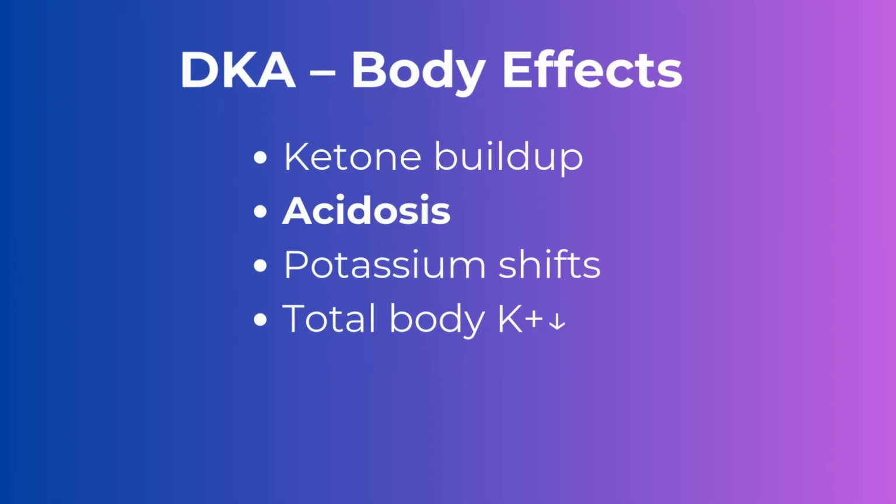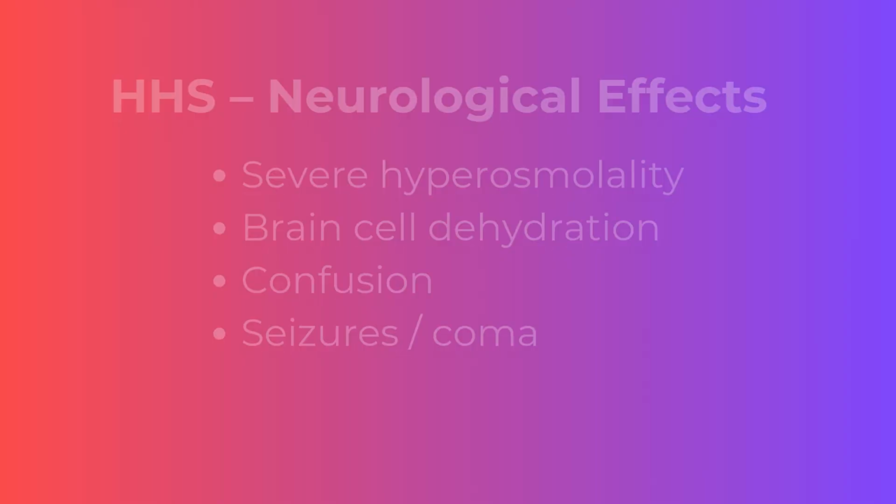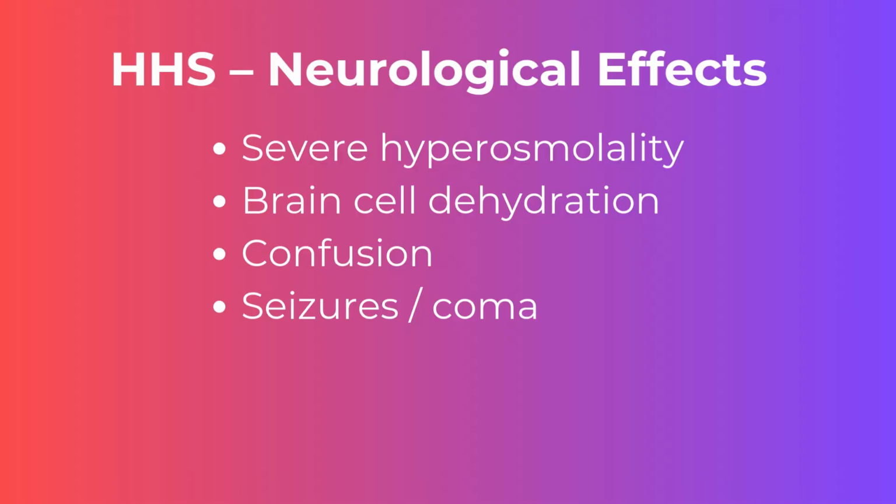In DKA, fat breakdown leads to ketone accumulation, causing metabolic acidosis. Potassium may appear high initially, but total body potassium is actually depleted. HHS causes severe hyperosmolality, pulling fluid out of brain cells, which leads to neurological effects. These can present as confusion, seizures, and coma, and have a higher mortality rate than DKA.